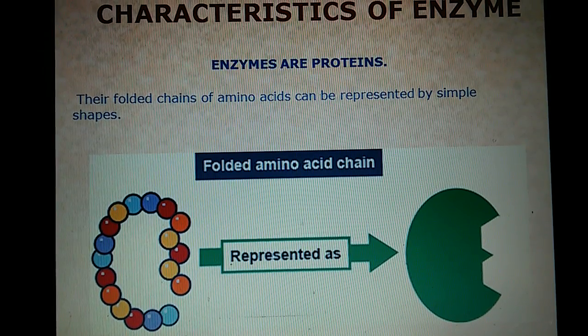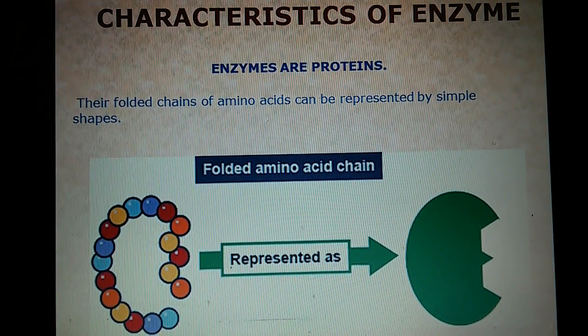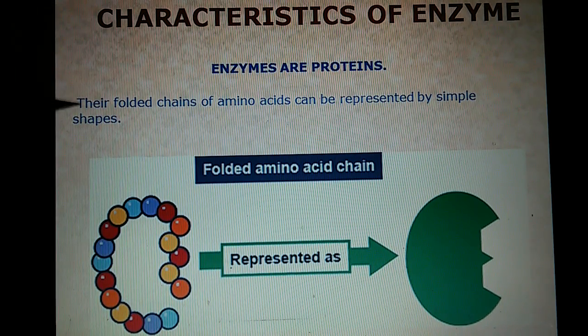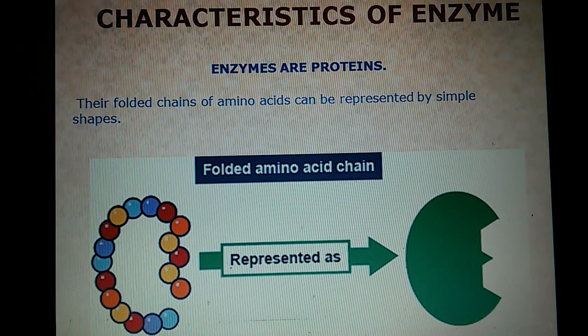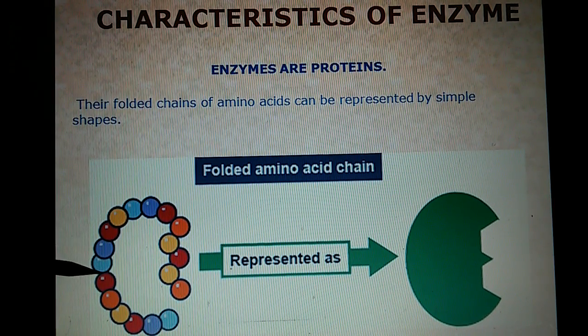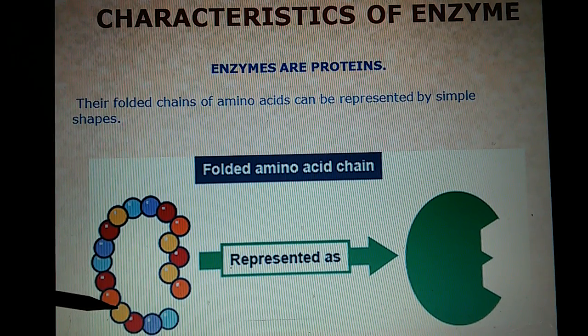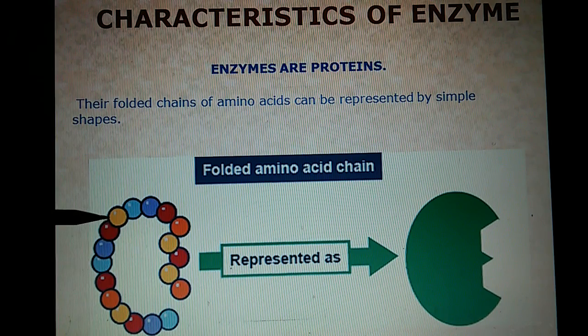The first characteristic of enzymes is that enzymes are proteins. What is actually a protein? A folded chain of amino acids can be represented by simple shapes. This individual circle represents an amino acid. So a long chain of amino acids is actually known as a protein.